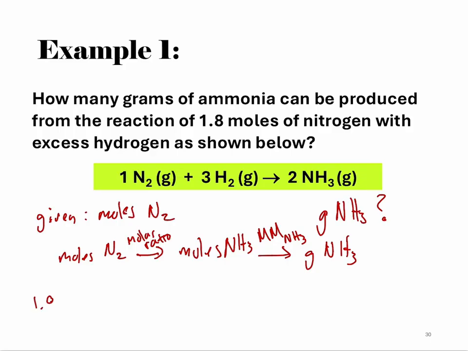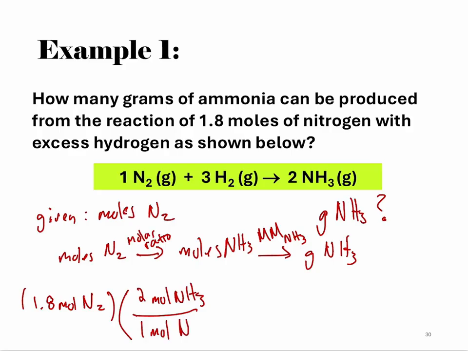So if we start with 1.8 mole N2, what's the molar ratio between N2 and ammonia? What goes in the numerator? 2 moles ammonia per how many moles of nitrogen? 1 mole nitrogen. All right, we see that that gives us moles of NH3, which is what we want, and moles of N2 cancel out. And then the last step, we use the molar mass. And how do we use the molar mass? Do we multiply or divide it?